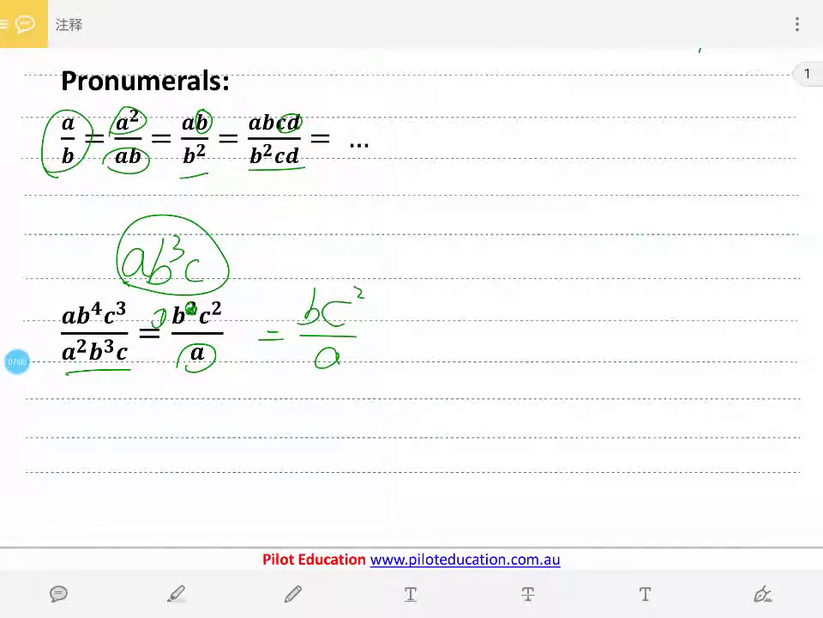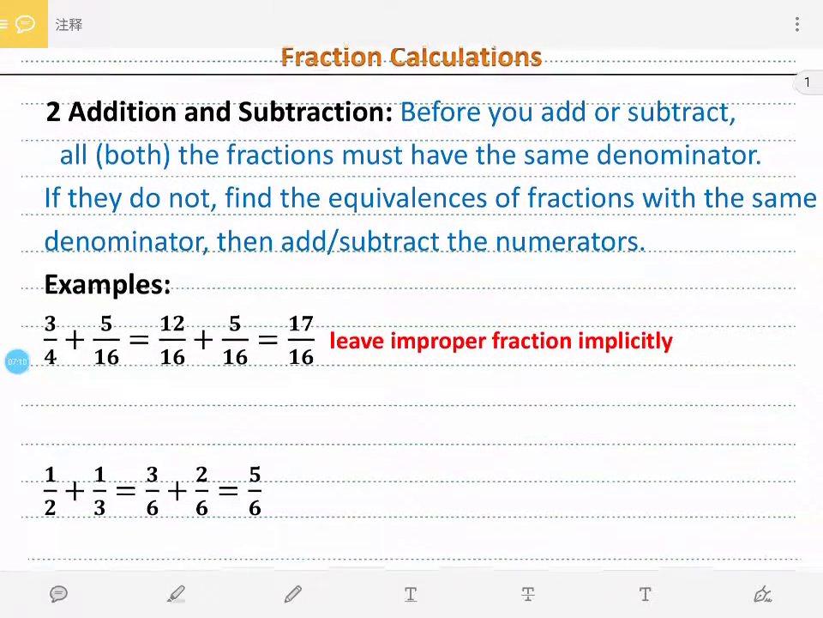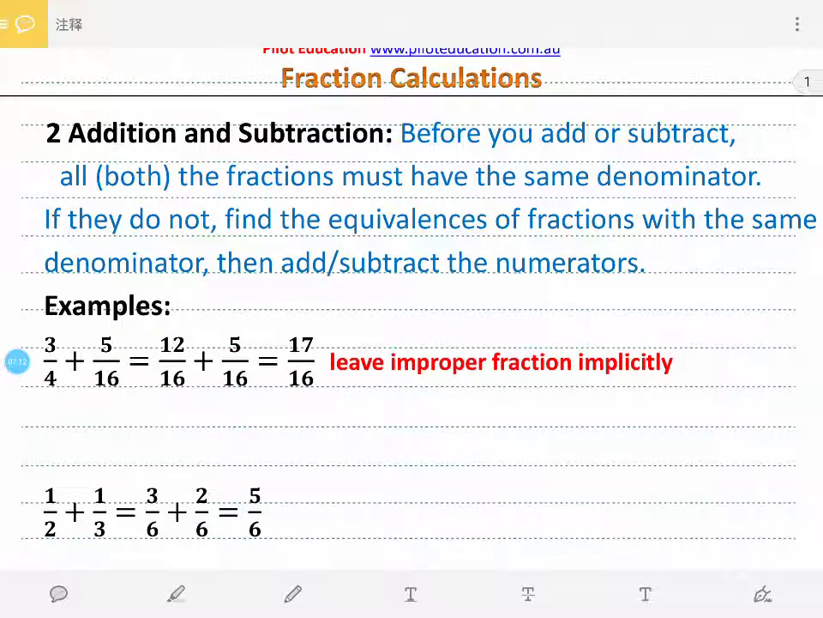Okay, now let's start studying addition and subtraction of two fractions. So the point is, before you add or subtract, both fractions must have the same denominator. If they don't, find the equivalent fractions with the same denominator, then add or subtract the numerators.